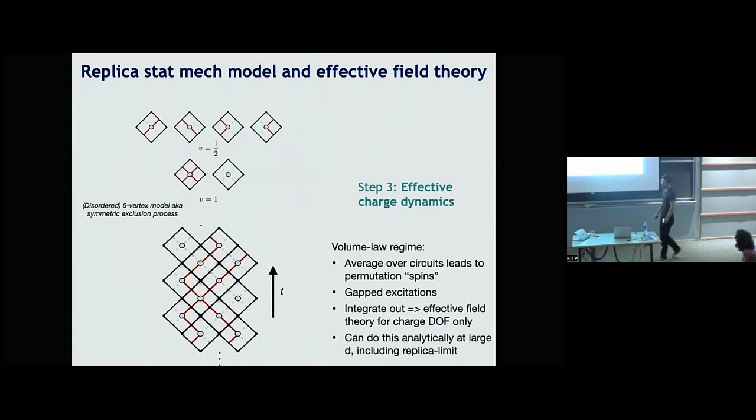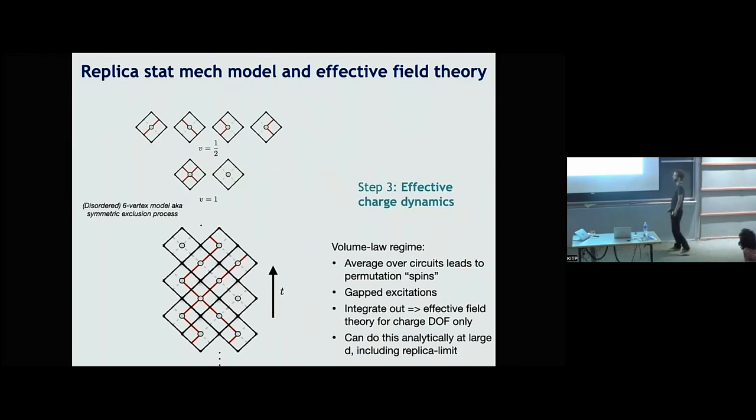The next step is a bit more subtle, and that's really key to why we understand all of this: those permutations have to do with entanglement. They control the entanglement transition. And since the physics I want to talk about is in the volume law phase, those permutations are basically forming a ferromagnet, and so they are gapped excitations. So in a renormalization group sense, what we want to do is integrate out those permutation degrees of freedom that we expect are kind of inert and get some effective theory for the charge degrees of freedom.